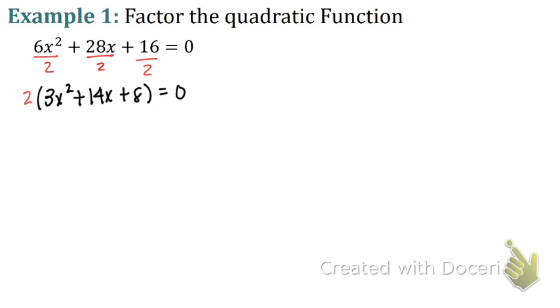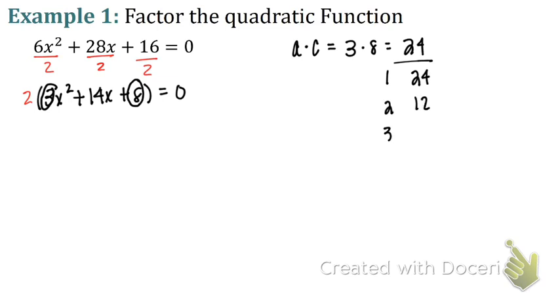Now, we need to multiply our a times our c. A is 3 because it is in front of x squared, and c is our constant, which is 8, and that is 24. Let's list all factors of 24. We have 1 and 24, 2 and 12, 3 and 8, 4 and 6.